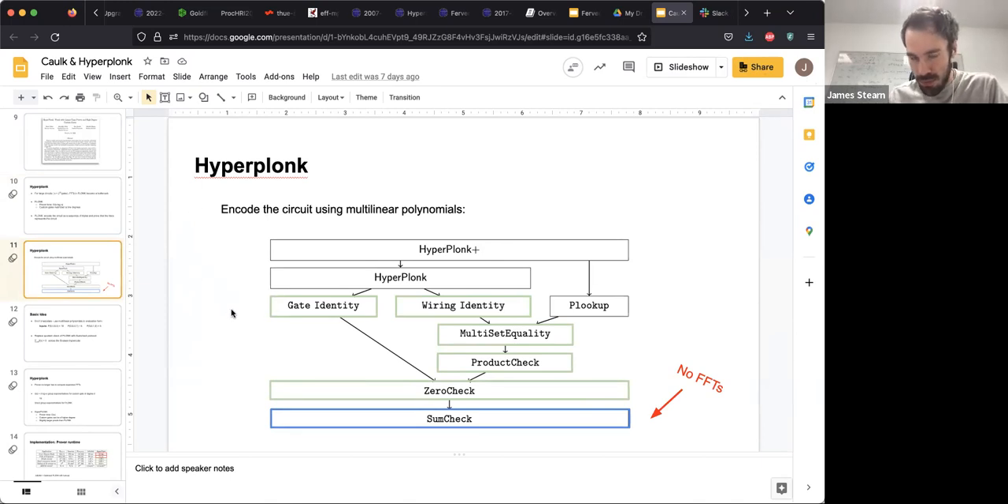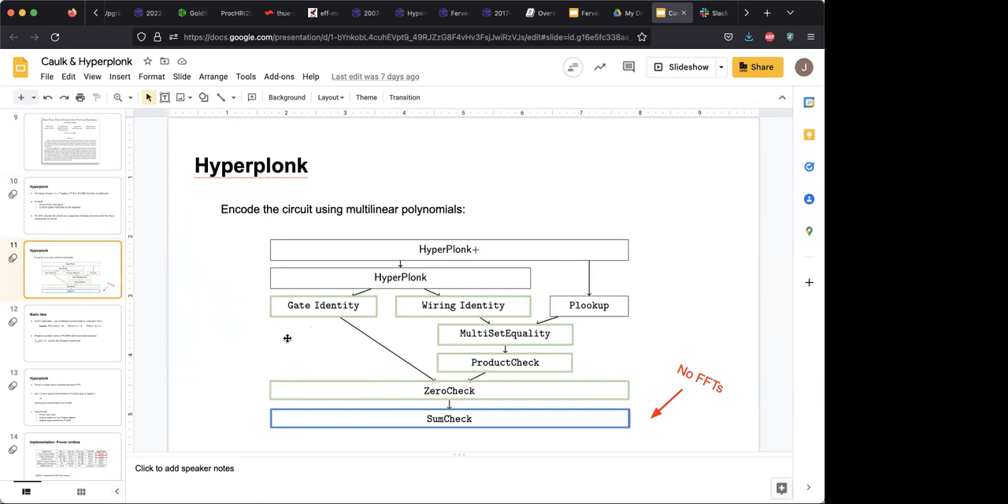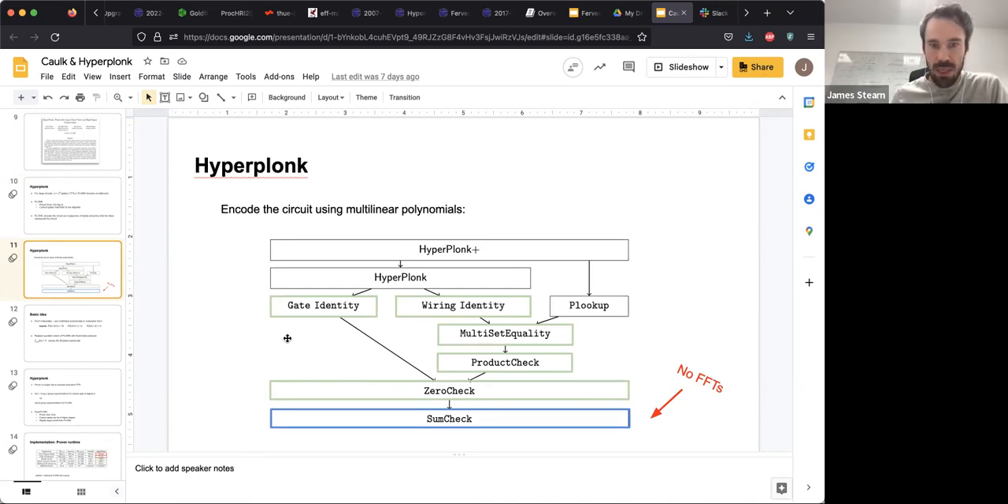If you've read the Plonk paper, you know we need to prove all the gate identities. We need to prove that the wiring identities in the circuit are true, and we need to then do a quotient check, and this can all be applied basically to a multilinear polynomial. So the big difference is in this last step, we don't use an FFT. Instead, we use this sum check protocol.